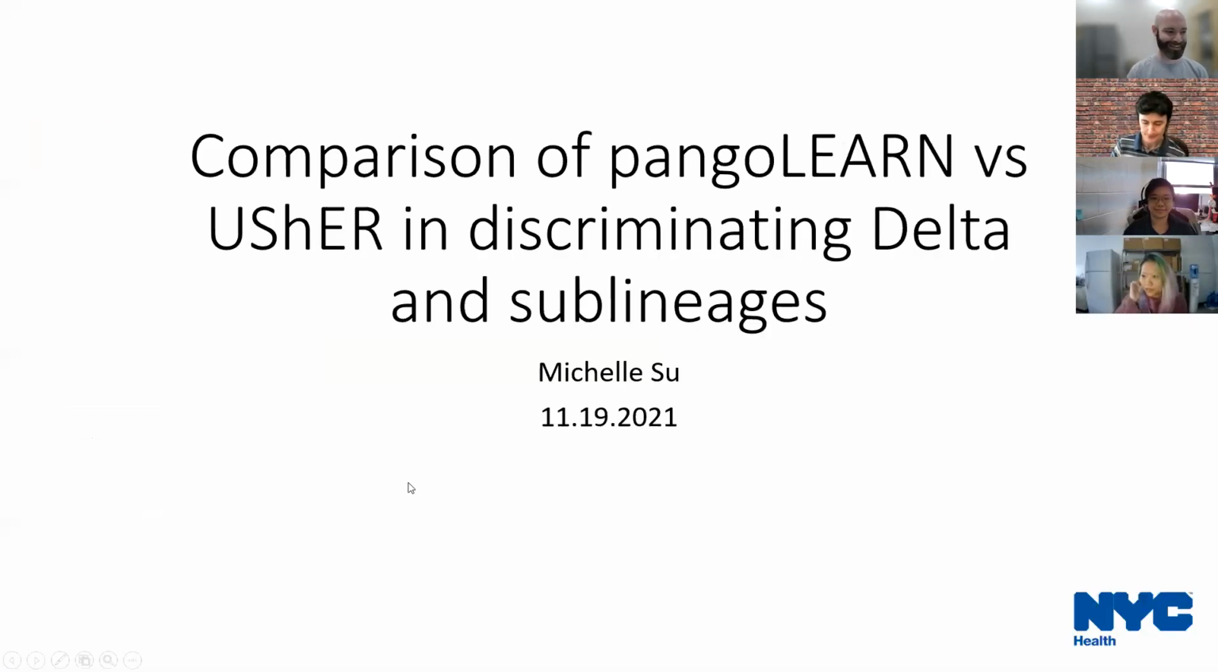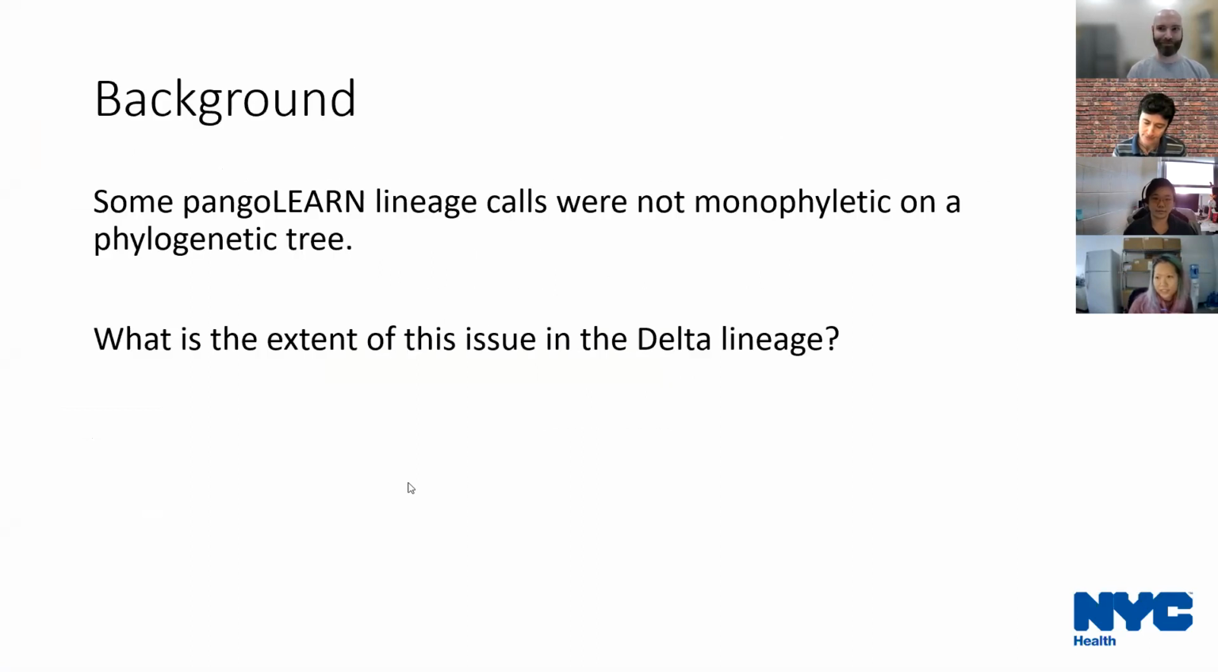Awesome. So like Jade said, I'm going to be talking about our comparison of pangoLEARN versus UShER in discriminating delta and its sublineages. And so like Jade said, we were finding that a lot of the pangoLEARN lineage calls weren't monophyletic. So it was kind of hard for our epi partners to do association studies because they were interested in things like vaccine breakthrough. But if your lineage calls aren't reliable, then your association calls aren't very reliable. So, the question is, what is the extent of this issue in the delta lineage?